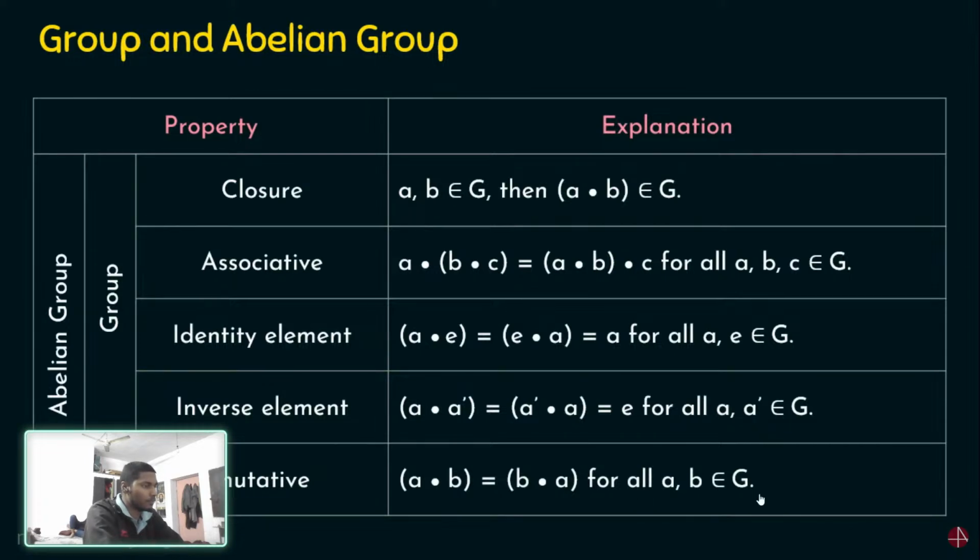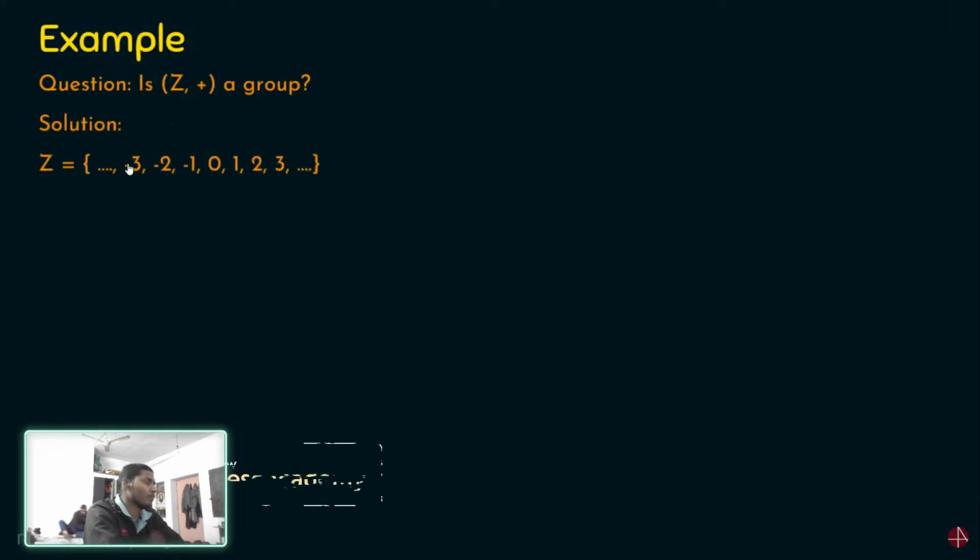So we have seen the theoretical aspects of a group and abelian group. Let's see with an example. The question is: is Z comma plus a group? Let's solve it now. What is Z? We know Z means it's the set of integers.